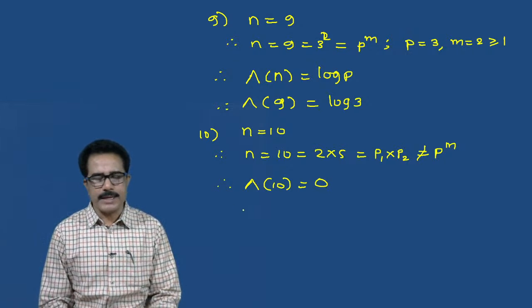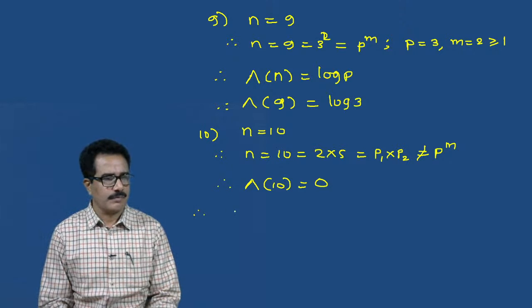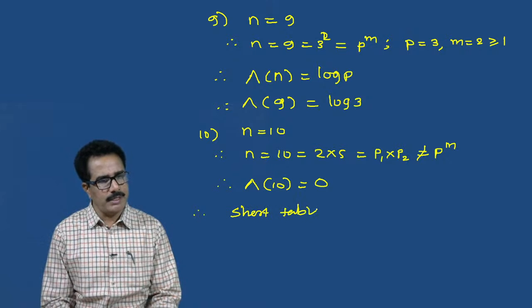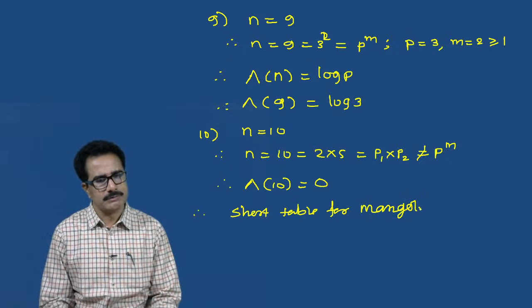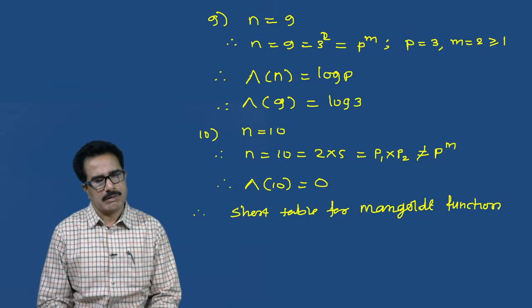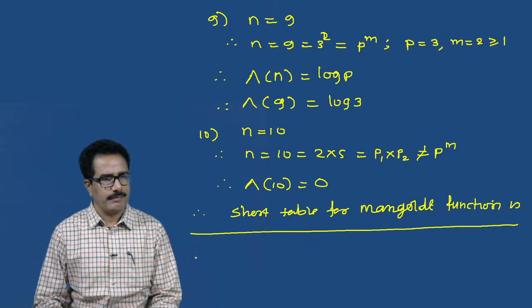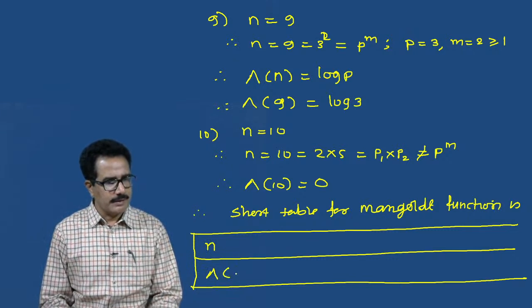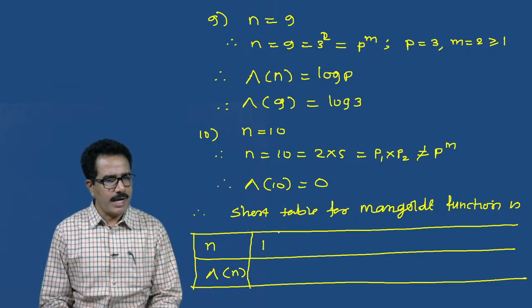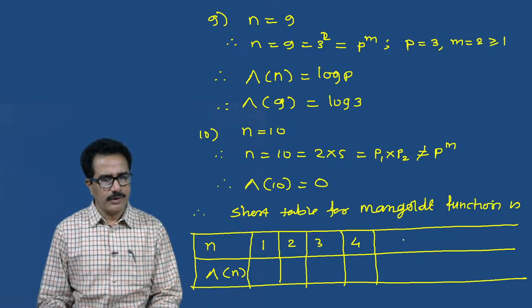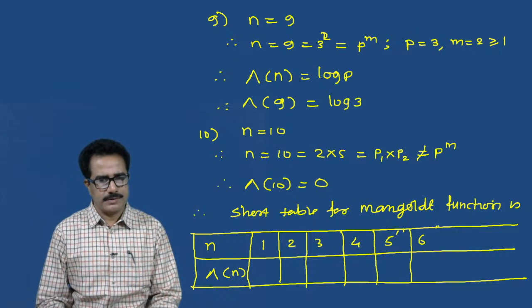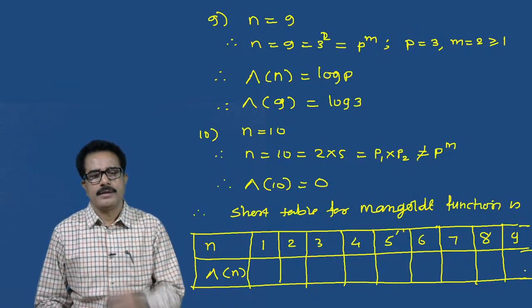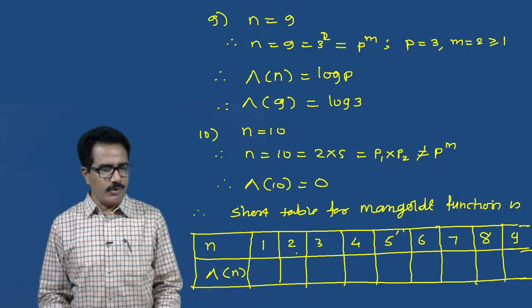Therefore, the short table for the Mangoldt function is: this is n, this is the lambda of n. 1, 2, 3, 4, 5, 6, 7, 8, 9, and out on that side 10. Okay, now put the values.